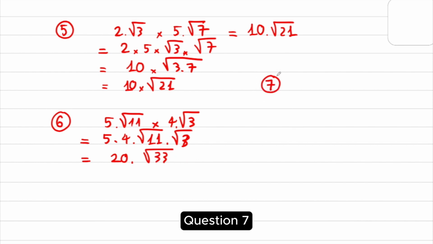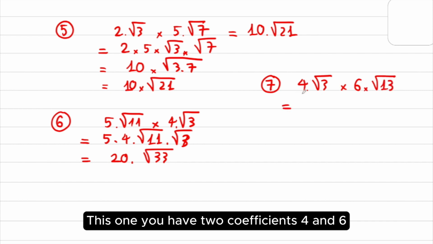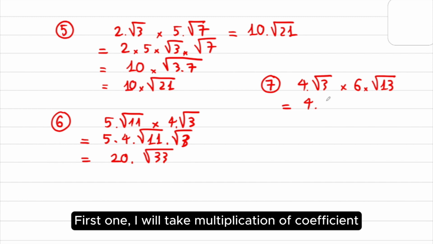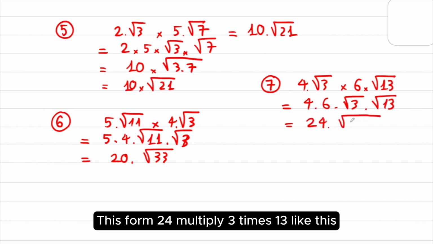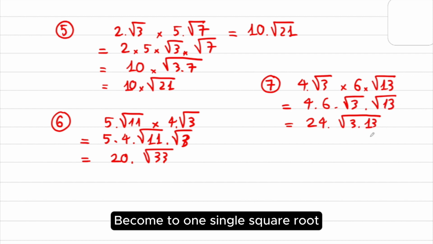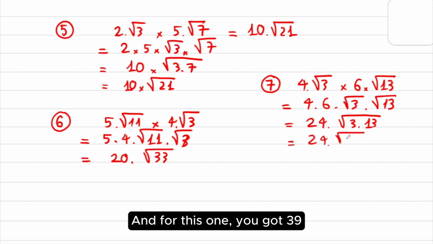Okay, question 7. You have 4 times square root 3 multiplied by 6 times square root of 13. This one, you have two coefficients, 4 and 6, and you have two roots, square root 3 and square root 13. First, I will take the multiplication of the coefficients, and then I take the multiplication of the two roots. This form, 24 multiplied by 3 times 13, so it means you combine two square roots into one single square root. So 24, and for this one you get 39.